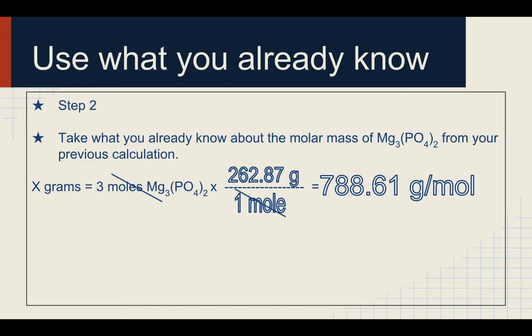Now I can multiply this 3 times the 262.87 grams, and I get 788.61 grams per 3 moles. That should be per 3 moles. So in actuality, I should change this to just grams. I will get rid of this moles for class tomorrow. So it's 788.61 grams because I canceled out the moles.